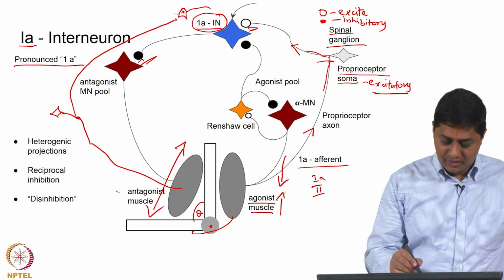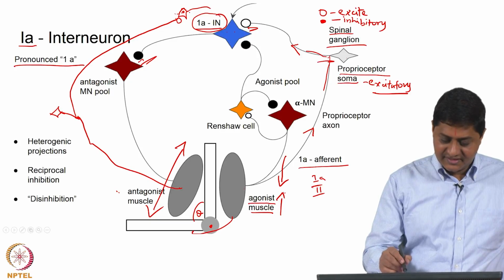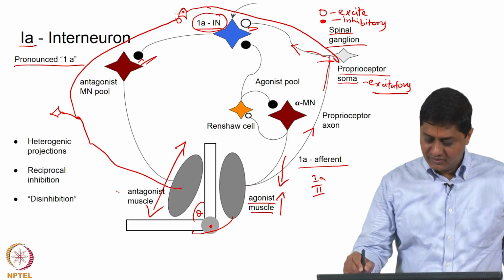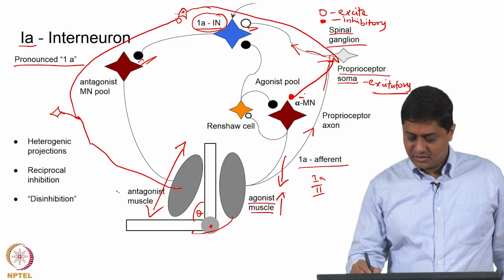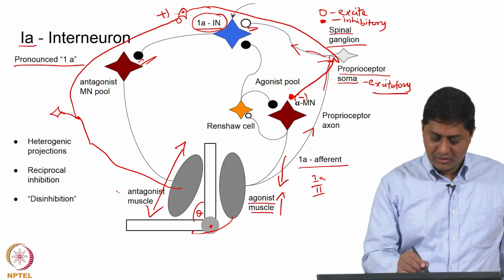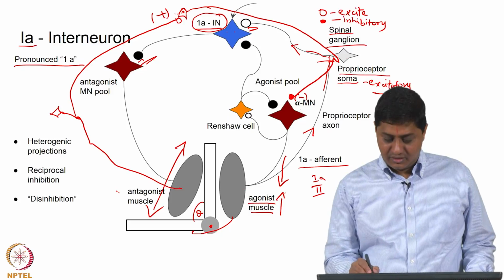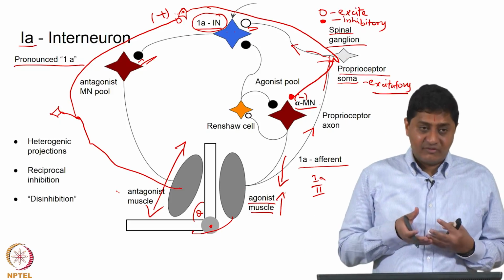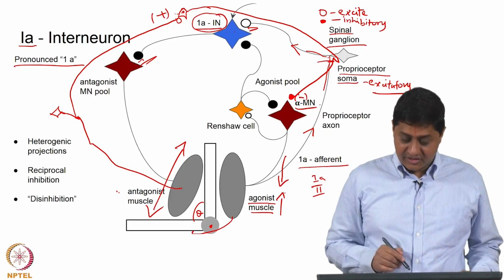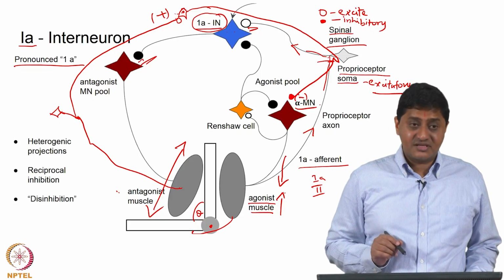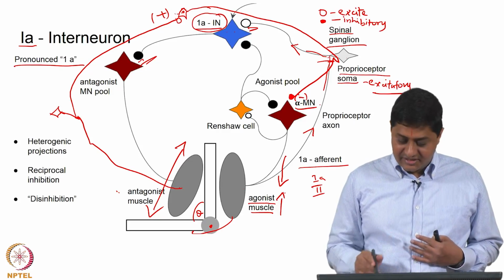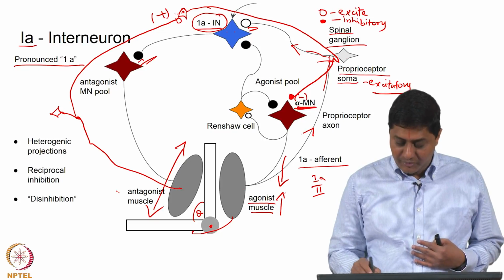This is the 1A interneuron. So, this is exciting a different 1A interneuron, and that 1A interneuron is going to inhibit this alpha motor neuron. Why? That pool of alpha motor neurons is the one that is causing this contraction. I want to prevent, minimize, or slightly reduce, or control the amount of contraction that is happening in this alpha motor neuronal pool.